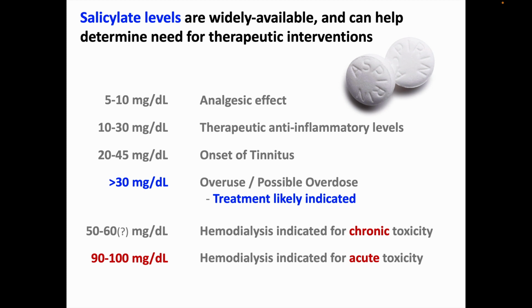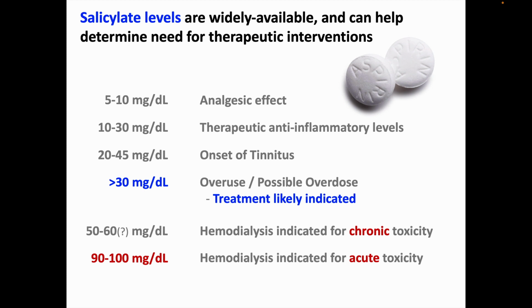Further down, we see that extracorporeal removal, hemodialysis, may be indicated for very high salicylate levels, and also that there's a difference between acute and chronic toxicity. If there's been ongoing overuse of salicylates, the total body stores are higher for any given serum level, so we might consider hemodialysis for chronic toxicity maybe at a level of 50 to 60 milligrams per deciliter. But with an acute aspirin overdose, there hasn't been time yet for the salicylate to be absorbed from the systemic circulation into body tissues, and that's a great time to remove it by hemodialysis, which is indicated for any patient with a salicylate level of 100 milligrams per deciliter.